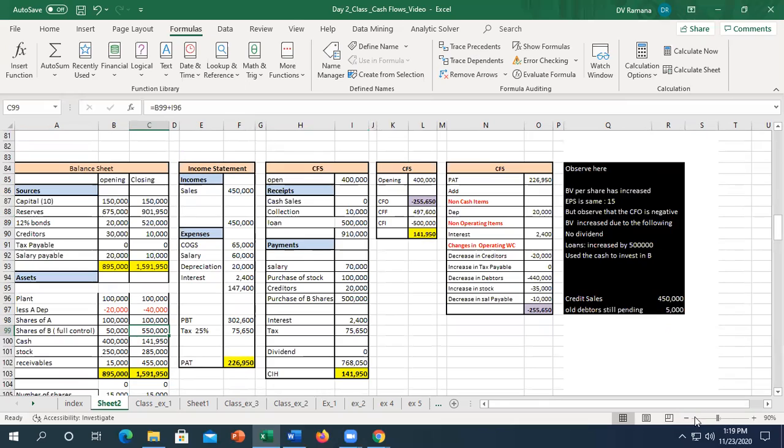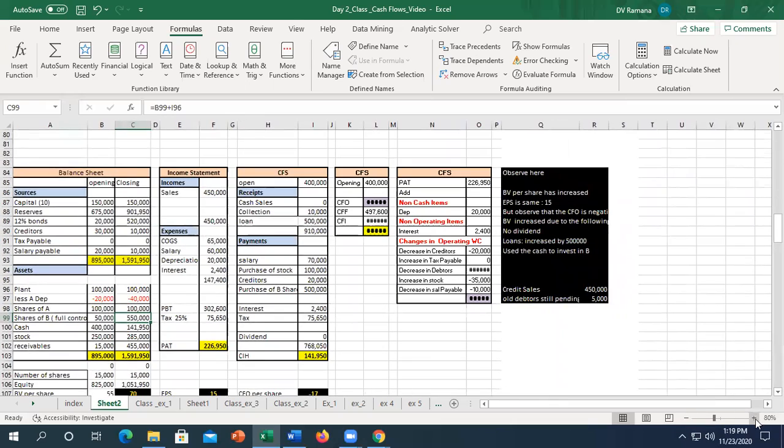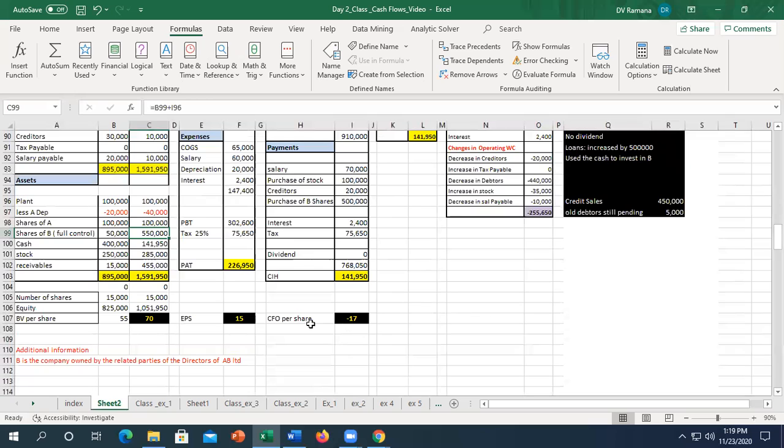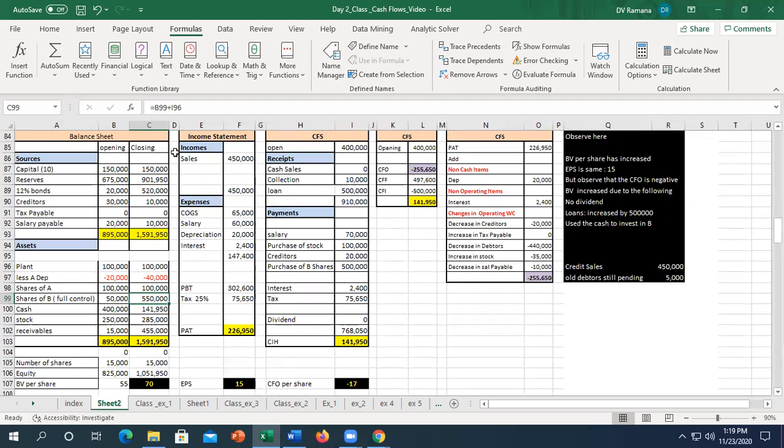So let us put the numbers together. The point that I wanted to drive in here: you are seeing that the company has raised money, even if there is a negative CFO, and the book value per share has gone up. That sounds interesting and good. What did the company do with this new loan borrowed? The new loan that they have taken has actually been invested in a company on which they have full control. So there is a negative CFI. The CFI is negative because they purchased B shares.